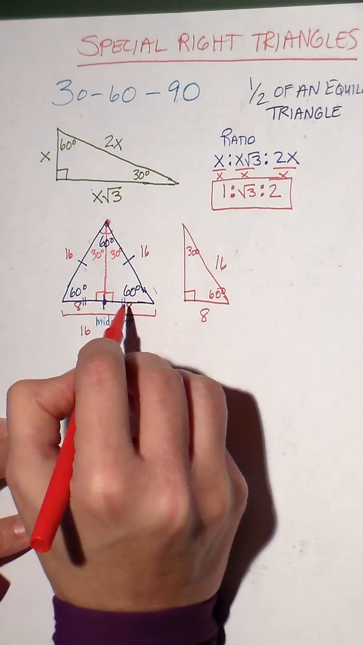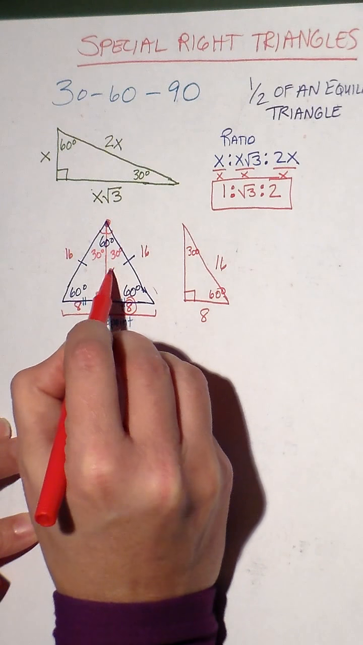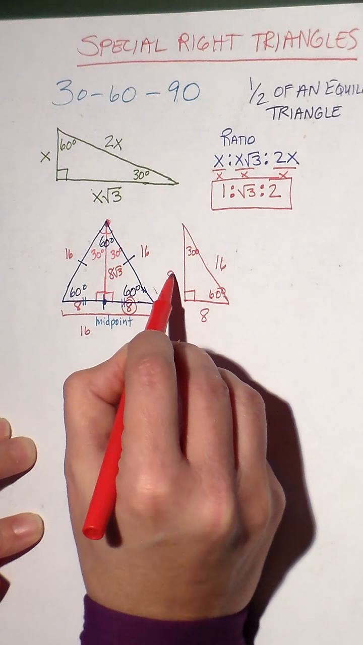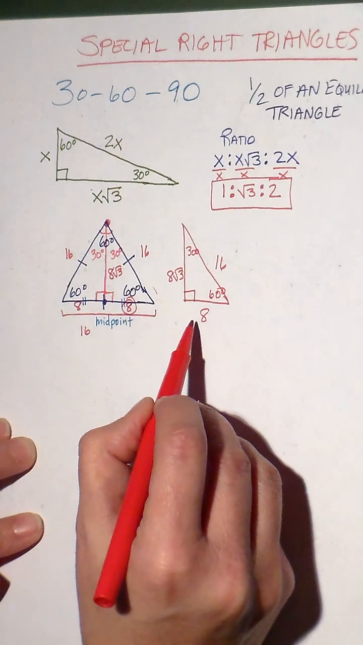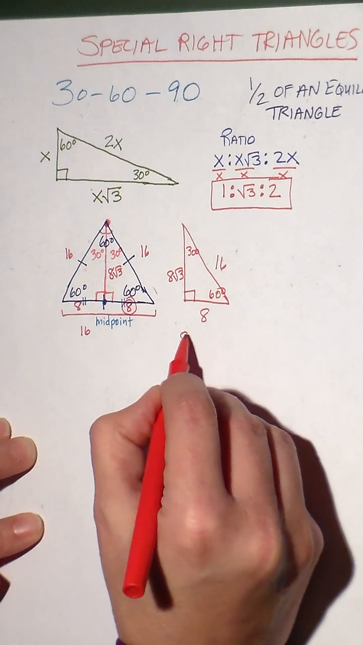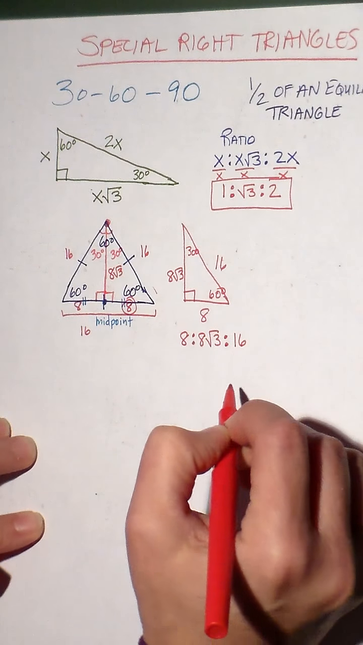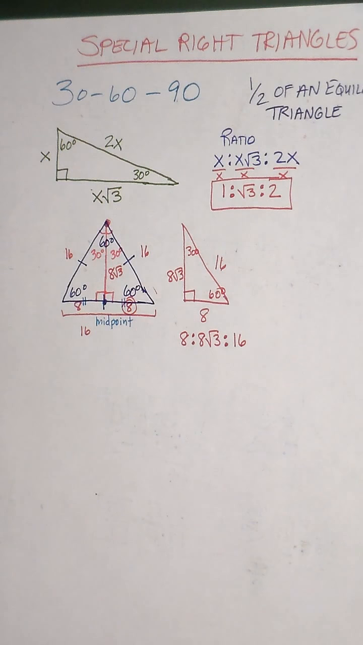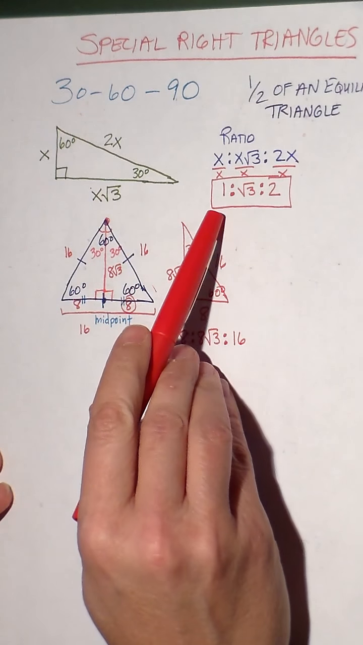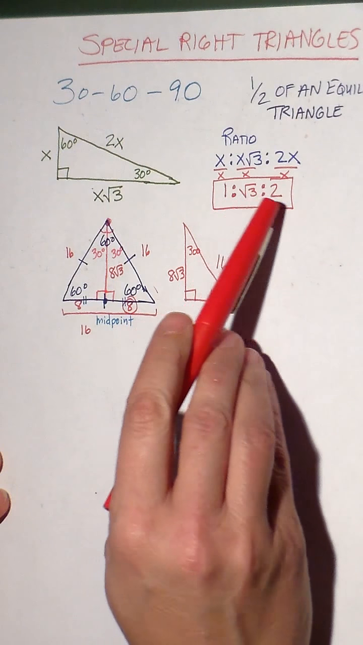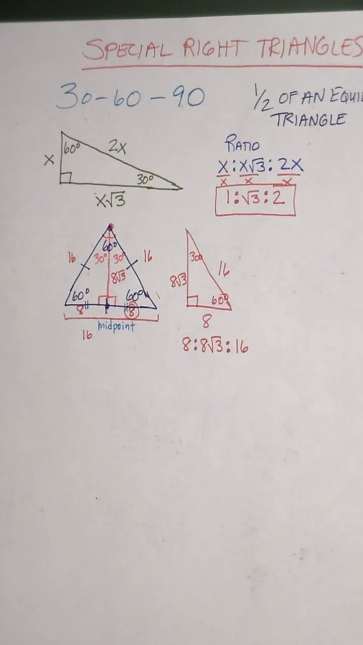And then to find the altitude, you just take the small side and you multiply it by square root of 3. So there's your ratio. Small side to medium side to hypotenuse. To check and make sure that we have the correct answer, you've got 1 to square root of 3 to 2. So let's divide.